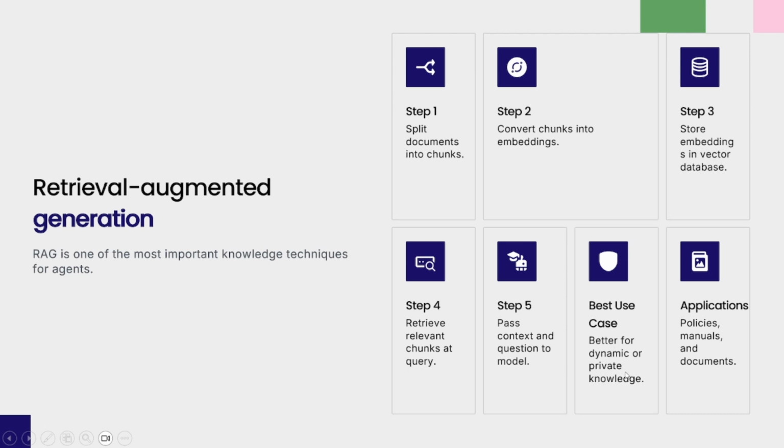So best use case, better for dynamic or private knowledge. So this is used for dynamic or private knowledge, like in a legal system, in a medical system, where accuracy is very, very important. RAG databases are used there.